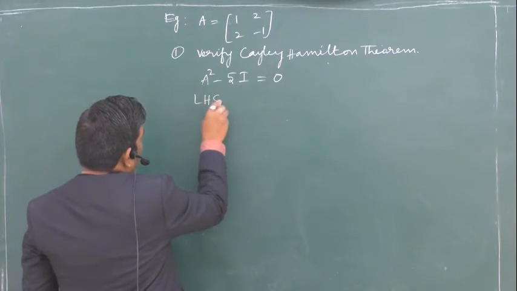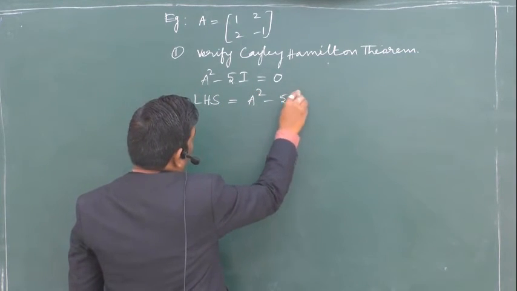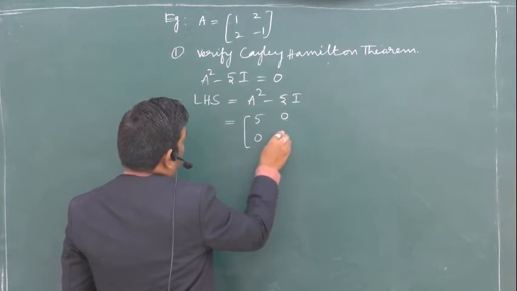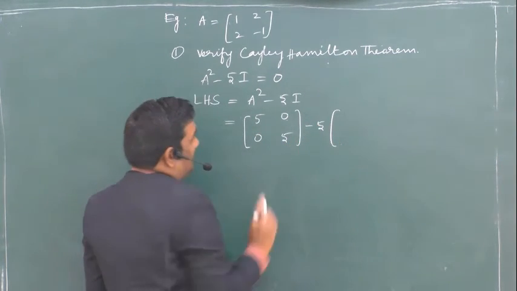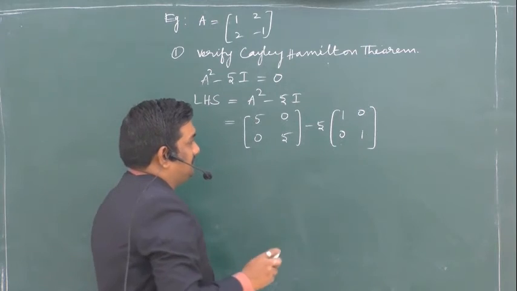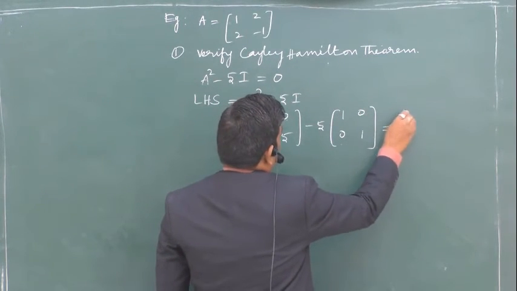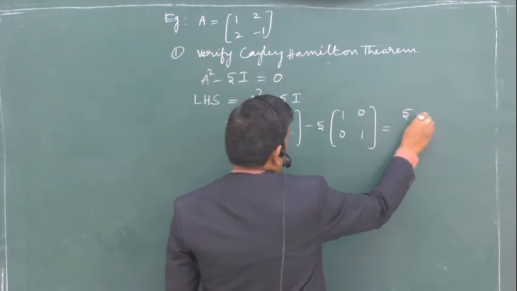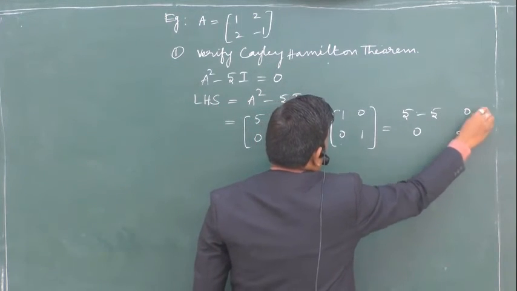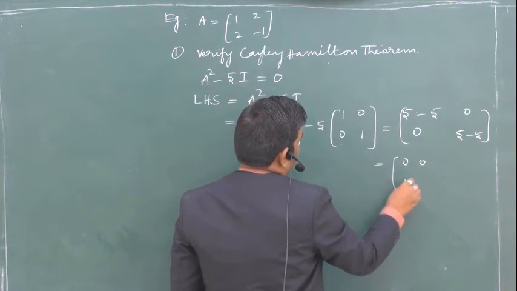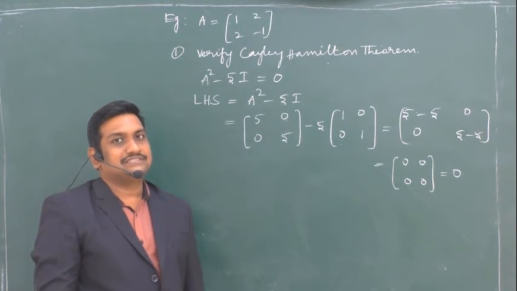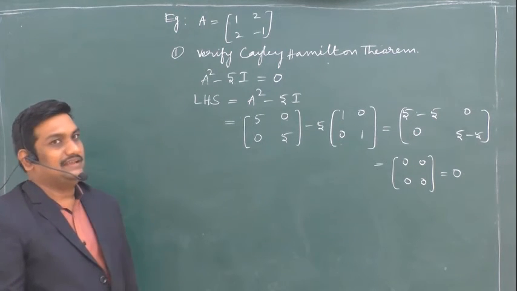Okay, so now consider LHS. It is A square minus 5I. Previously we calculated A square using a scientific calculator. It will be [5, 0; 0, 5] minus 5 into I. I means identity matrix. It will be [1, 0; 0, 1]. Subtract corresponding elements. It will be 5 minus 5, 0, 0, 0, 5 minus 5. It will be the null matrix 0, 0, 0, 0. Hence we got A square minus 5I is equal to the null matrix. Hence Cayley-Hamilton theorem is verified.